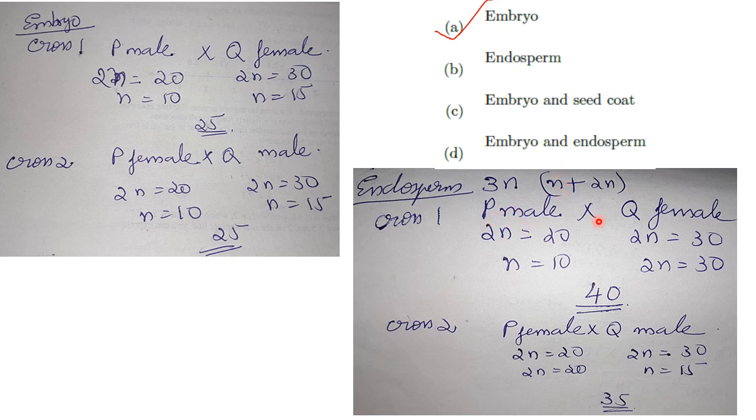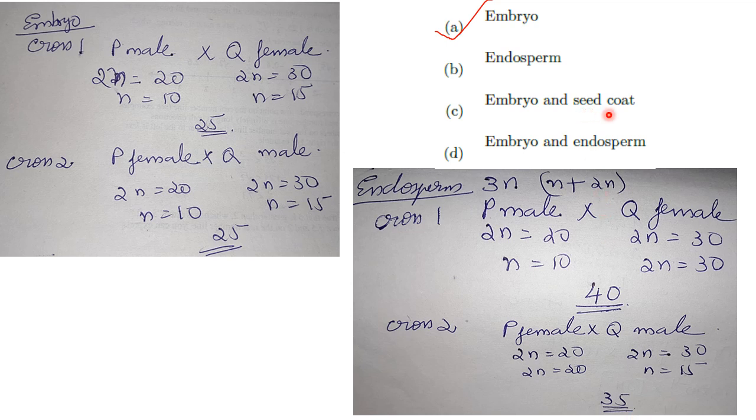So cross 1, P is male, Q is female. 2n is equal to 20, n is equal to 10. The male parent will contribute n. 2n will come from the female parent. So 2n will be 30 in case Q is the female parent. So 10 plus 30 will be 40. Now in cross 2, P becomes the female parent and Q becomes the male parent. So 2n will remain 20 for the female parent. And for Q, 2n is equal to 30, n is equal to 15. So 20 plus 15 will be 35. So here the values are not the same. 40 and 35 are not the same. So it is not going to be the endosperm.